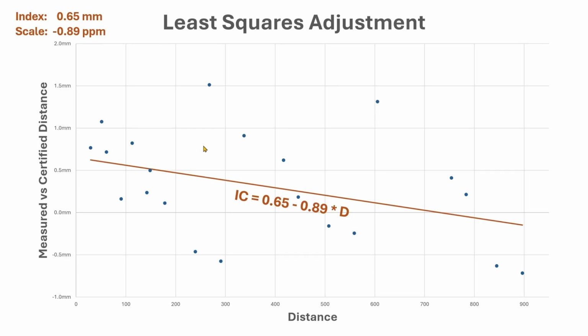So here we go. The results of the EDM instrument calibration on this data return the following estimated instrument corrections. Index is equal to 0.65 millimeters. Scale is equal to negative 0.89 parts per million. So a quick note here, as we're dealing with a least squares adjustment of one dimension, that being length or distance, what we can see here is actually called linear regression, which is the most basic form of a least squares adjustment. Okay, cool. How do we get this line? How is it determined?